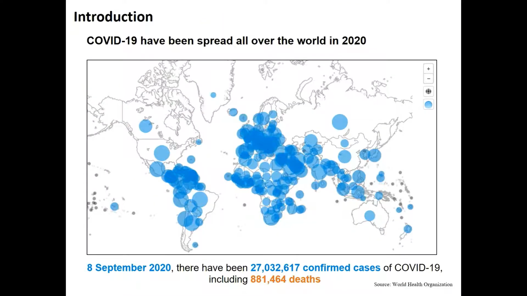As you know, COVID-19 has spread all over the world this year. This figure shows the map of confirmed cases of COVID-19. As you can see in this figure, the number of COVID-19 cases in the world is very huge. There are more than 25 million cases.